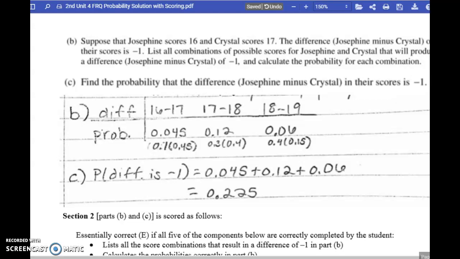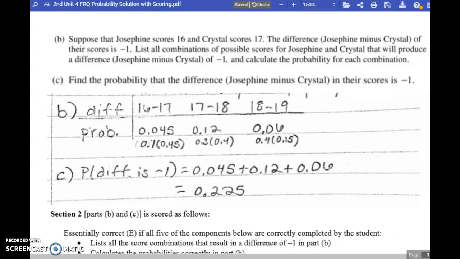In part B, they say, suppose Josephine scores 16 and Crystal scores 17. The difference in their scores, Josephine minus Crystal, is -1. List all combinations of possible scores for Josephine and Crystal that will produce a difference of -1 and calculate the probability of each. So it's a little bit more difficult, not so much figuring out the outcomes, because to get -1, you could be Josephine at 16 and Crystal at 17. That gives you -1. It could have been 17 minus 18 gives you -1. And then 18 minus 19 gives you -1. So those are your possible outcomes.